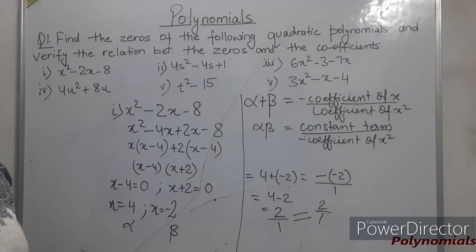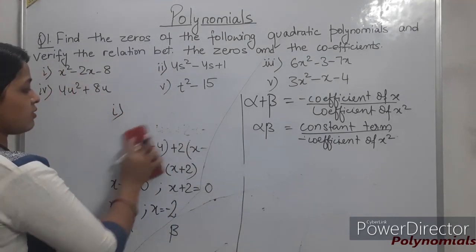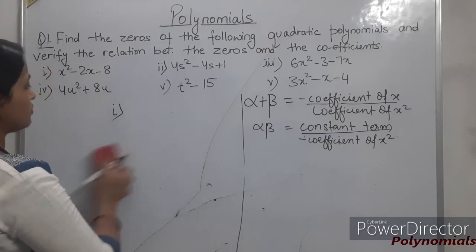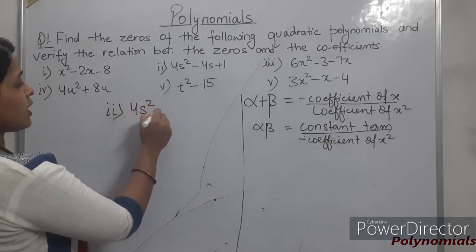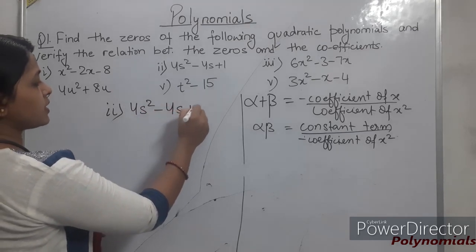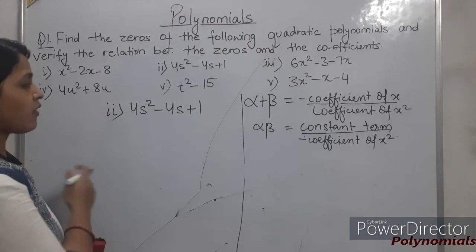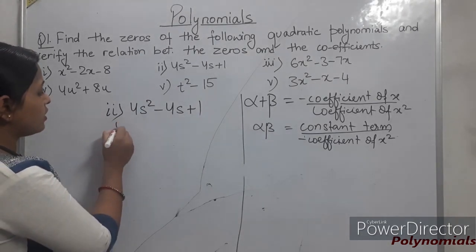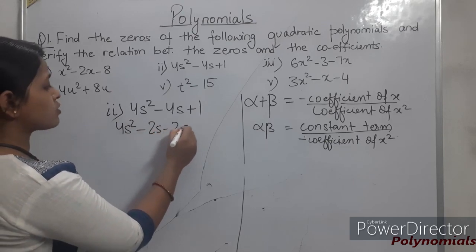So let's proceed towards our second question. Let's proceed towards our question number 2. Question number 2 is 4s square minus 4s plus 1. This is our second polynomial. So again we have to split the middle term here. 4s square minus 2s plus 1.